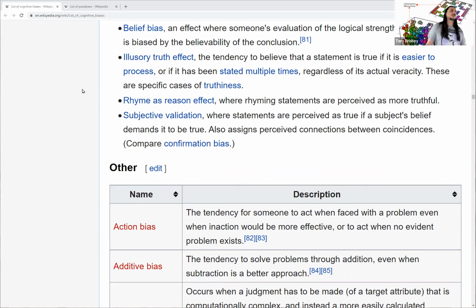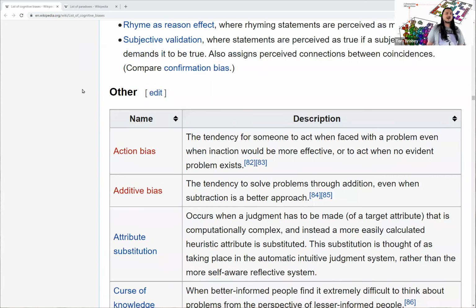Okay. Subjective value. It's true. It's really true. If you want something to be catchy, make it rhyme. That's why rap works well when people are talking about hard truths. Subjective validation, where statements are perceived as true if a subject's belief demands it to be true. Yeah, that one's great. I love that one. If somebody is throwing out subjective validation, you can hide behind that all day. Hide whatever fact you want behind the validation of the thing they care about, and you can have whatever conversation you want.